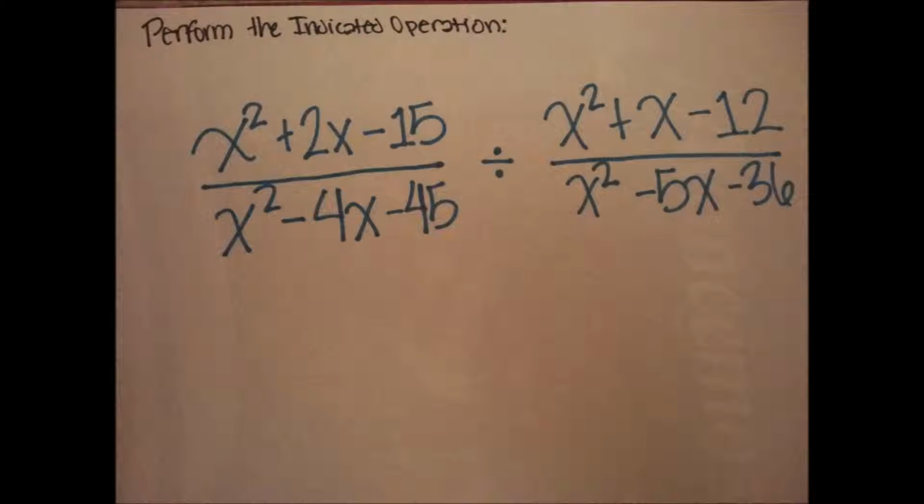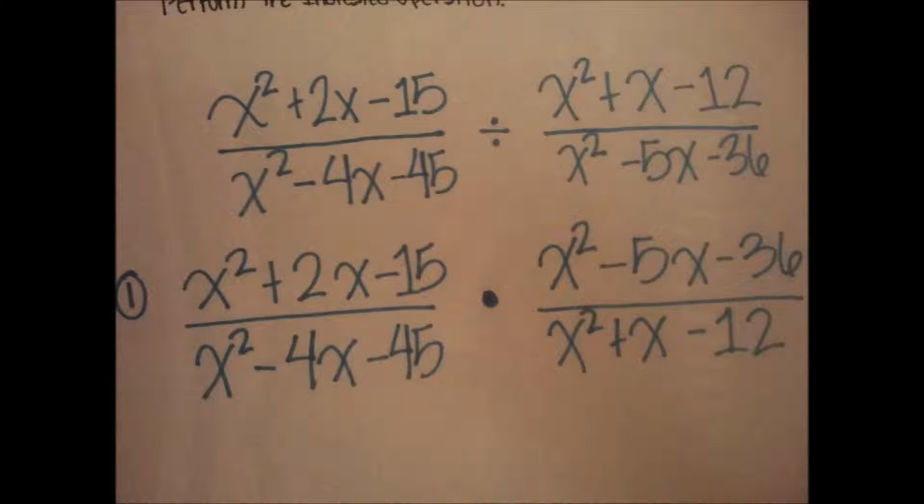Here's an example. Perform the indicated operation. X squared plus 2x minus 15 over x squared minus 4x minus 45 divided by x squared plus x minus 12 over x squared minus 5x minus 36. Remember the steps. The first step is to reciprocal. That means to flip the second fraction and multiply. So you'd be multiplying x squared plus 2x minus 15 over x squared minus 4x minus 45 times x squared minus 5x minus 36 over x squared plus x minus 12.